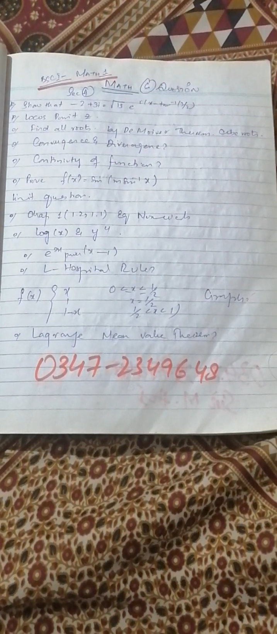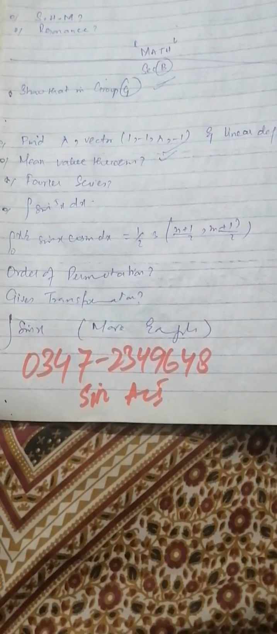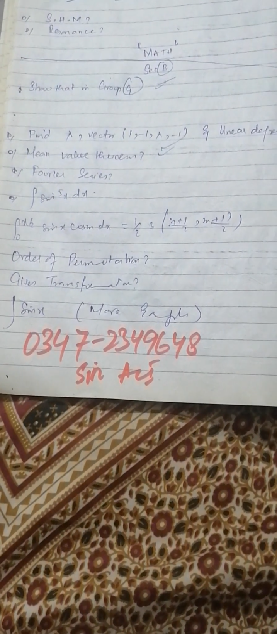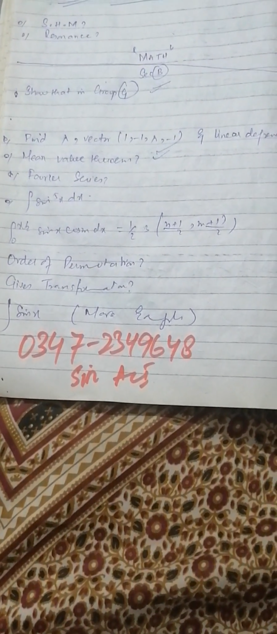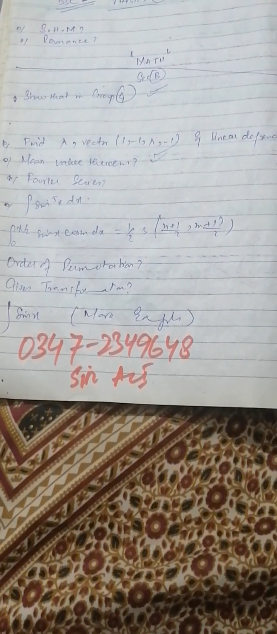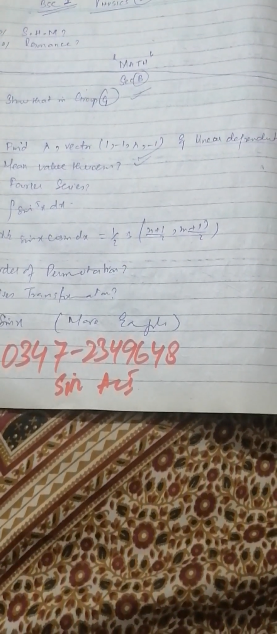So you can see that this is BSc part 1, page number 1 questions. Now let's go to math section B, where you have to show that in group G. This is a most important question, and find lambda, vectors and linear independent. This is also a main question.